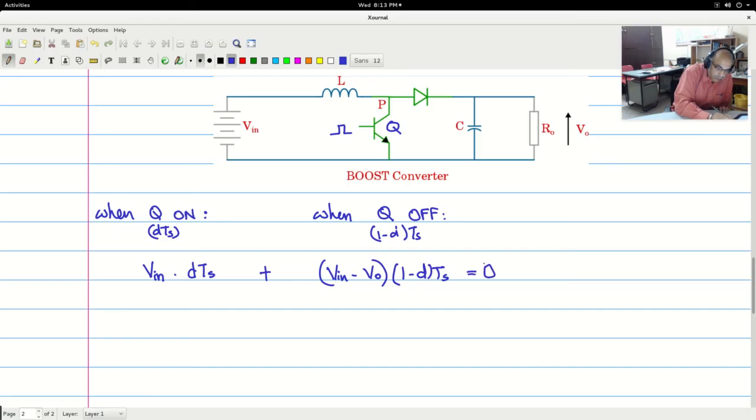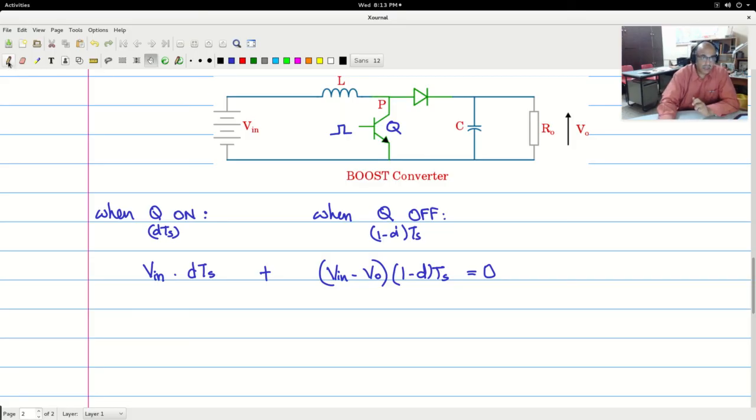is equal to 0. So to understand that during the time when Q is on, the potential across the inductor is Vin, and for volt second balance to happen, the voltage across the inductor should change sign, and as this potential becomes V0 when the diode is conducting, for it to change sign, V0 should be higher than Vin. So automatically for volt second balance and energy conservation to happen, V0 has to be higher than Vin, which is the boost effect.